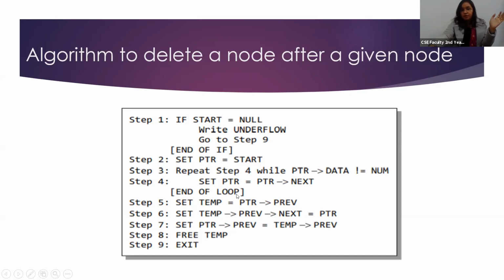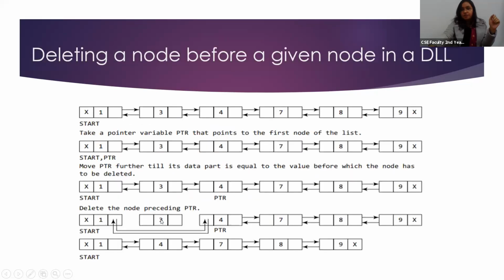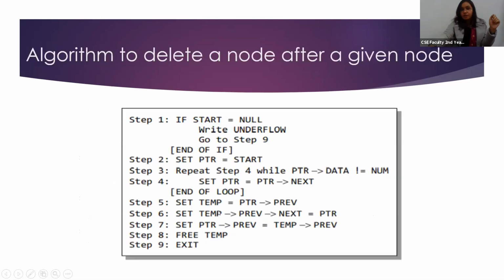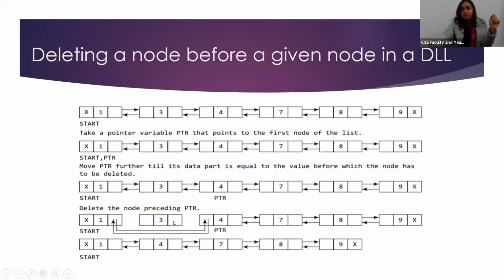Up to the loop part. Okay, then set temp equal to pointer previous. That means pointer previous, that means this node they have. Then set temp previous next equal to pointer. Temp previous means this node, next, this part, equal to pointer. That means this joining is done. Okay, this joining.